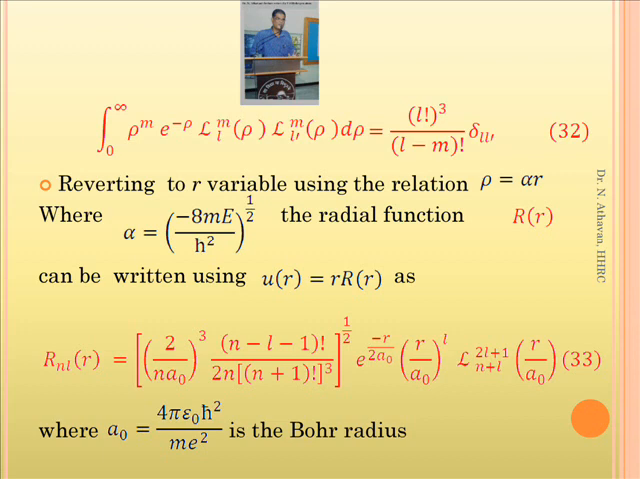Now we revert the expression to the original R variable using the relation rho equal to alpha R, where alpha is equal to the square root of minus 8mE by h cross. The radial function R of R can be written using U of R equal to R into R of R, as R NL of R equal to the form given in equation 33. In equation 33, we used a quantity A0, which is the Bohr radius, written as 4 pi epsilon 0 h cross square divided by m e square. That is the radius of the first orbit of the hydrogen atom.